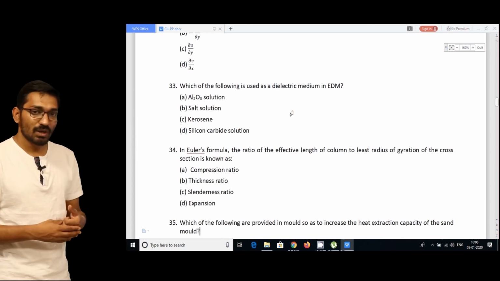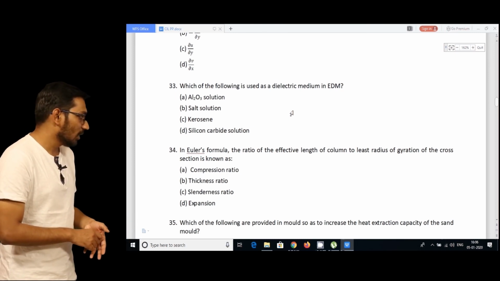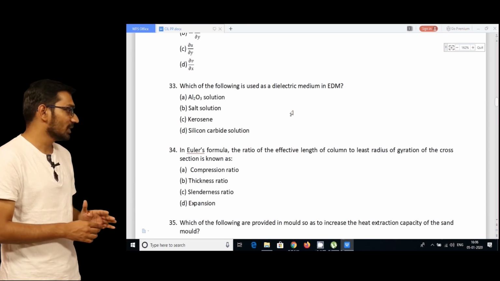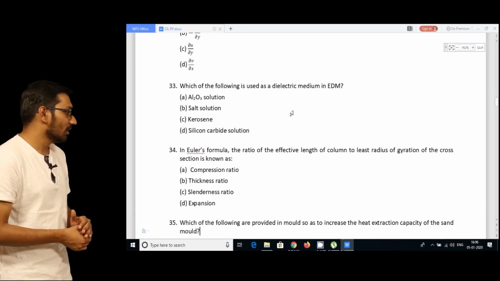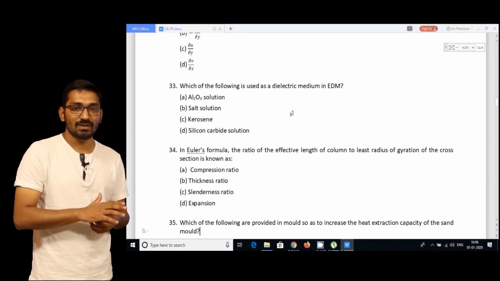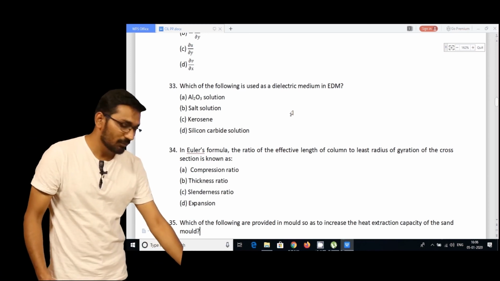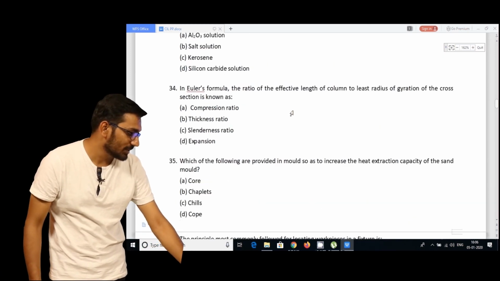In Euler's formula, which is used for columns and struts in strength of materials, the ratio of effective length of the column to the least radius of gyration of the cross section is known as slenderness ratio, right? Slenderness ratio is effective length upon radius of gyration. This is a direct formula based, direct theory based question.